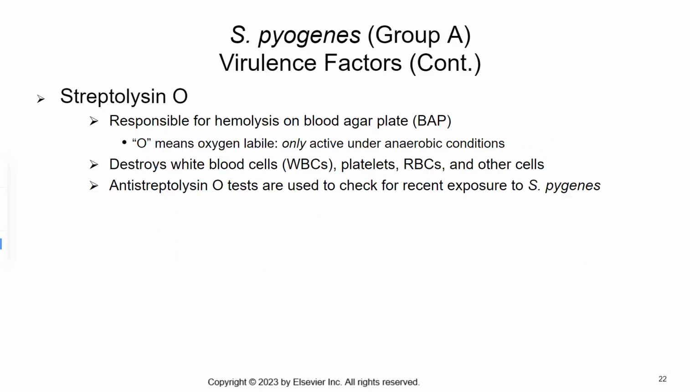Streptolysin O is responsible for the hemolysis on the blood agar plate. O means oxygen labile. It's only active under anaerobic conditions. It destroys white blood cells, platelets, red blood cells, and other cells. Anti-streptolysin O tests are used to check for recent exposure to S. pyogenes.